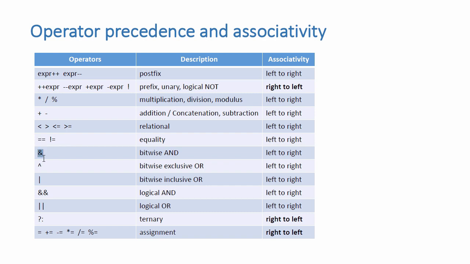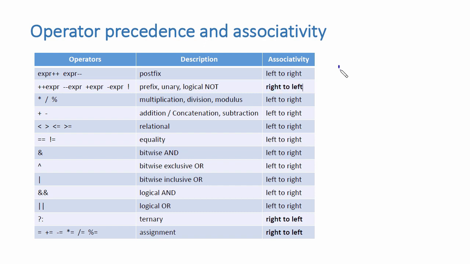This is bitwise and, bitwise exclusive or, bitwise inclusive or, logical and, logical or, ternary or conditional operator, and finally we have the set of assignment operators: equals, plus equals, minus equals, multiplication equals, division equals, and remainder equals. Associativity is another aspect of all the operators. Now, to understand the meaning of left to right and right to left, let us see an example.